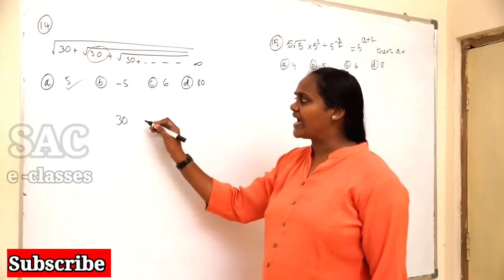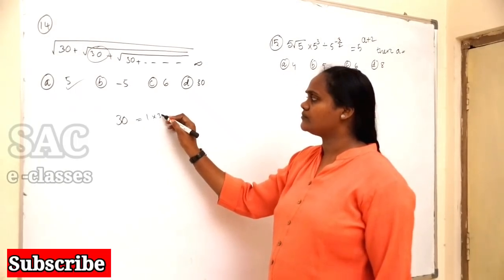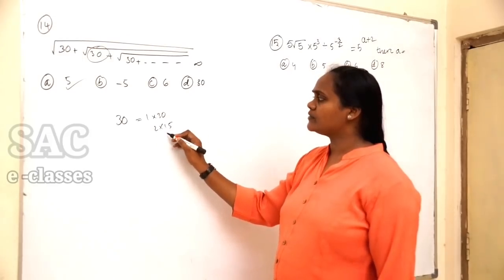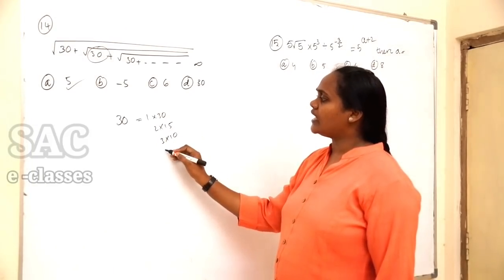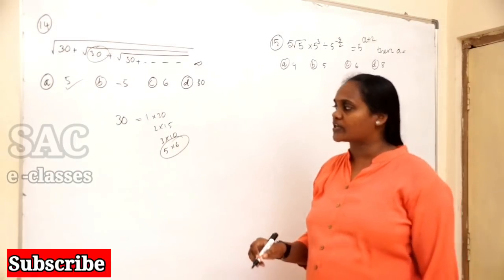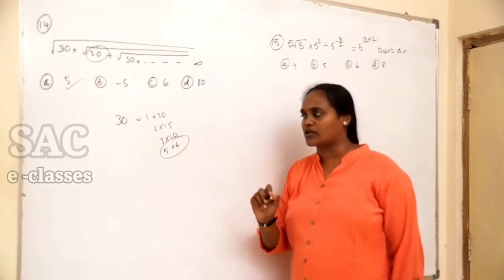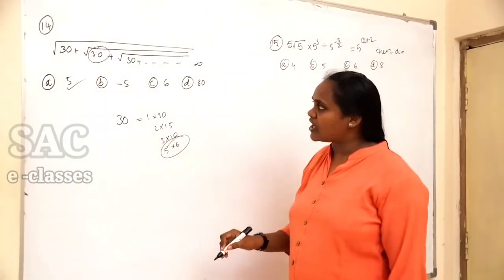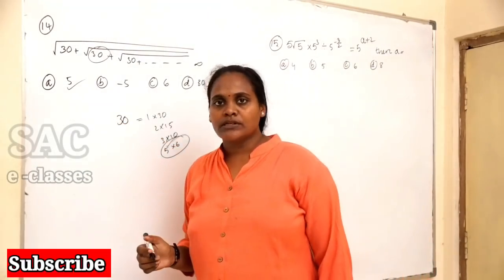First of all, what are the factors of 30? 1 into 30, 2 into 15, 3 into 10 and 5 into 6. Yes, I can express it as the product of two consecutive natural numbers. In that, the smallest value is the answer.